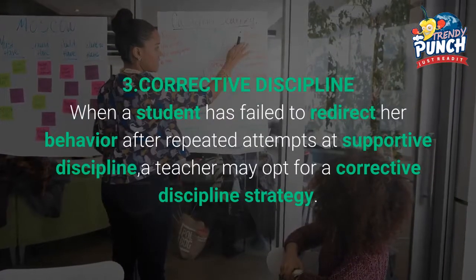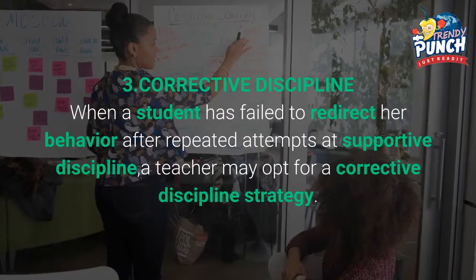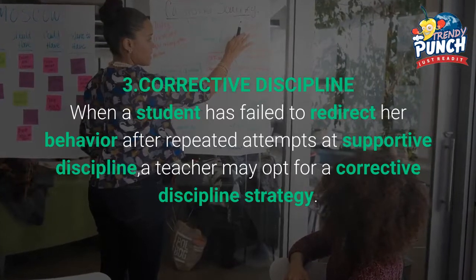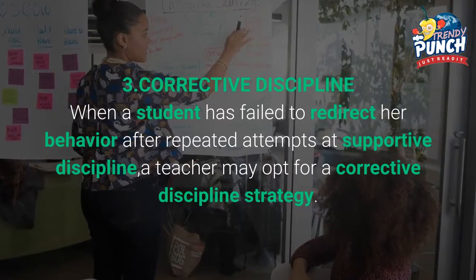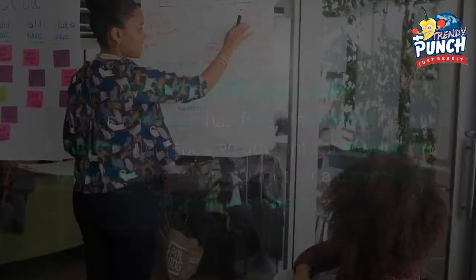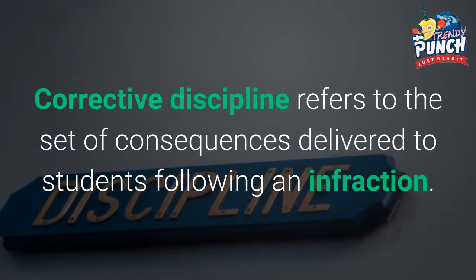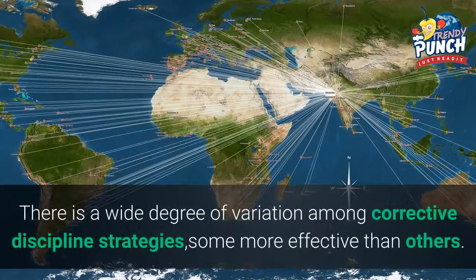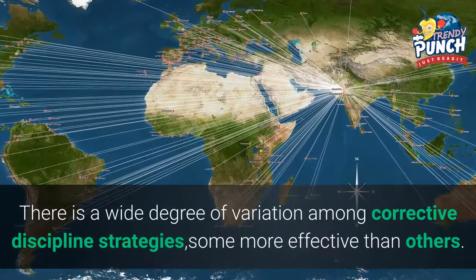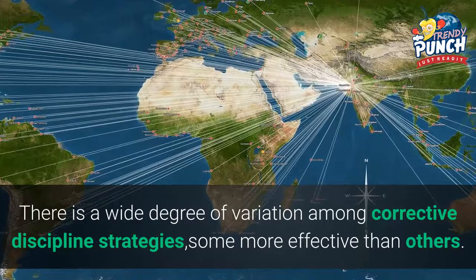3. Corrective discipline. When a student has failed to redirect her behavior after repeated attempts at supportive discipline, a teacher may opt for a corrective discipline strategy. Corrective discipline refers to the set of consequences delivered to students following an infraction. There is a wide degree of variation among corrective discipline strategies, some more effective than others.